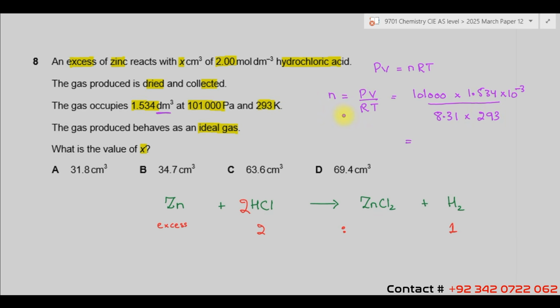Let's find out moles. So it comes equal to 154.934 divided by 2434.83. So it is 0.0636 moles of H2. Now from the balanced equation, we can find out the moles of HCl used.